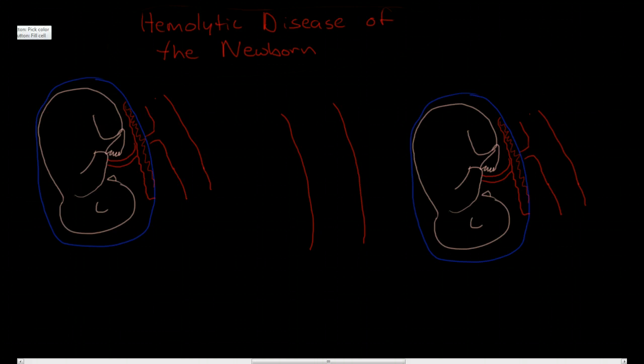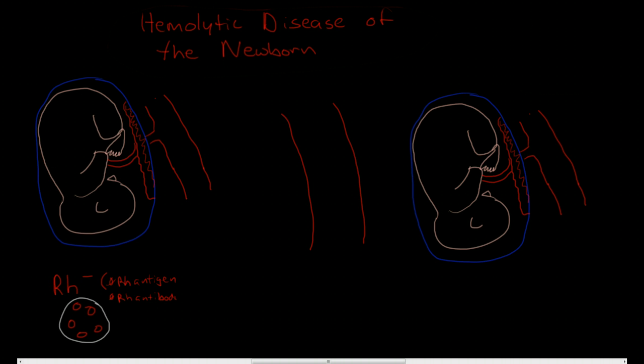Now, before a woman has a baby, we're going to be talking here about a woman who is Rh negative. So that means her red blood cells do not have the Rh antigen, and she also has no Rh antigen and no Rh antibody.